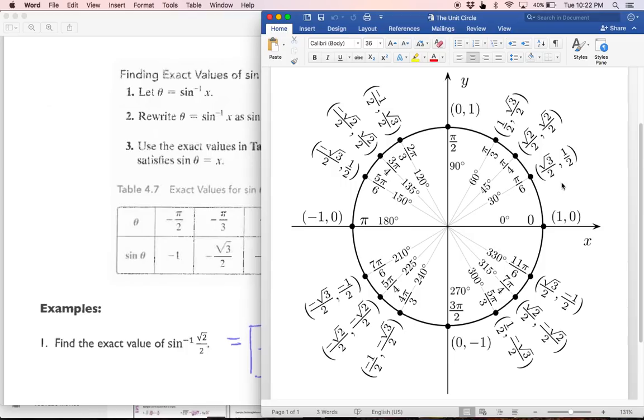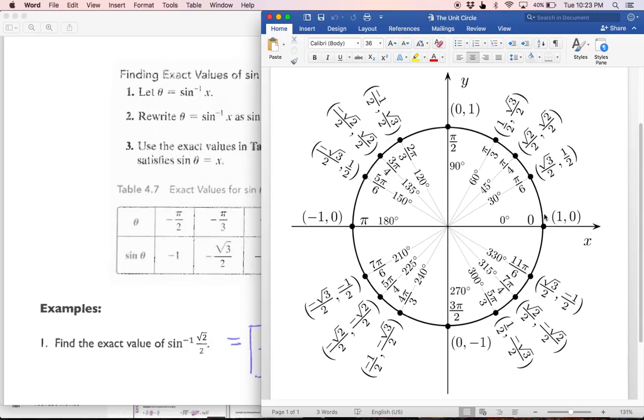At pi 6, I have positive 1/2. And at negative pi 6, or 11 pi 6, I have negative 1/2, okay? So that is why with sine, we're going from negative pi halves up to positive pi halves. You only get to choose from quadrants 1 and 4 when you're doing the inverses. You're never even going to look at 2 or 3. Those will never be the answers.